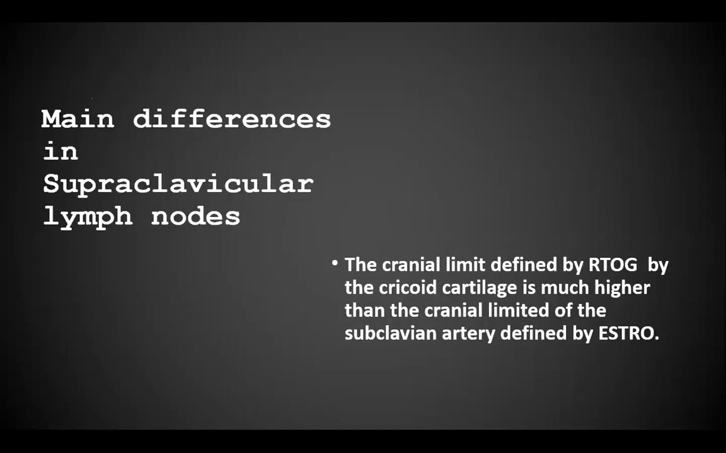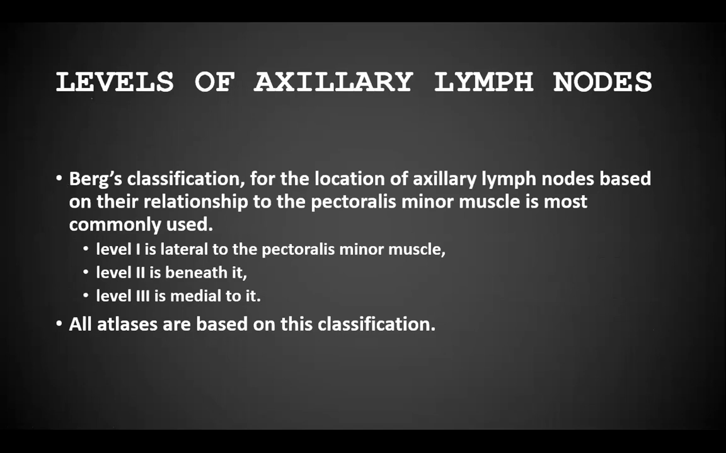So moving ahead with the levels of axillary lymph nodes. All the axillary lymph nodes are based on Berg's classification, that is, the location of the axillary vessels in relationship with the pectoralis minor muscle. So the level 1 station is just lateral to the pectoralis minor muscle, level 2 is just beneath it, and level 3 is medial to it. And all the atlases we have seen before are based on this classification itself.